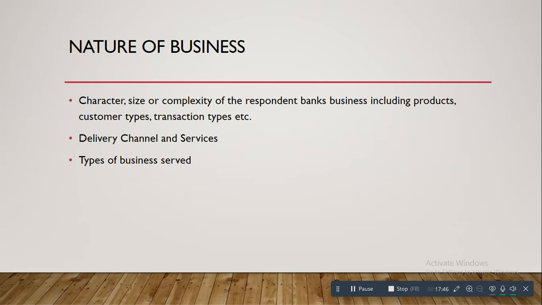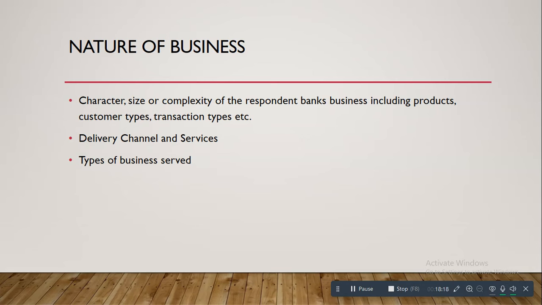The next part is the nature of business. We saw in the first part that we checked the ownership and structure, the control and management. Now the next thing that is looked at is the nature of business. Here the character, size, or complexity of the respondent bank's business is seen, including products, customers, and transaction types. So this information is seen when we do this kind of due diligence.